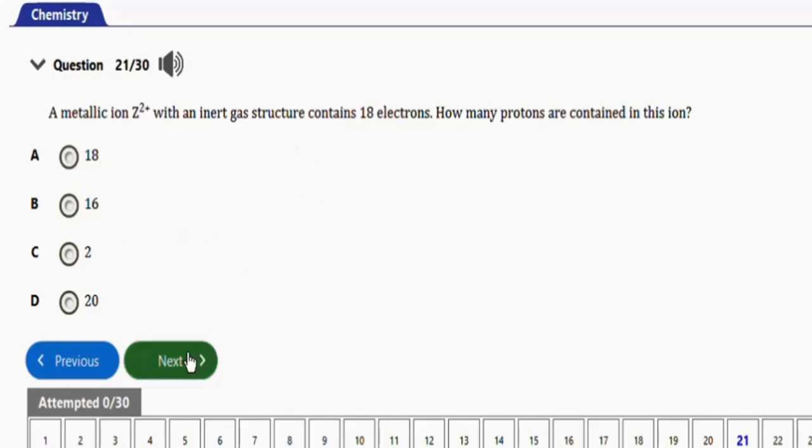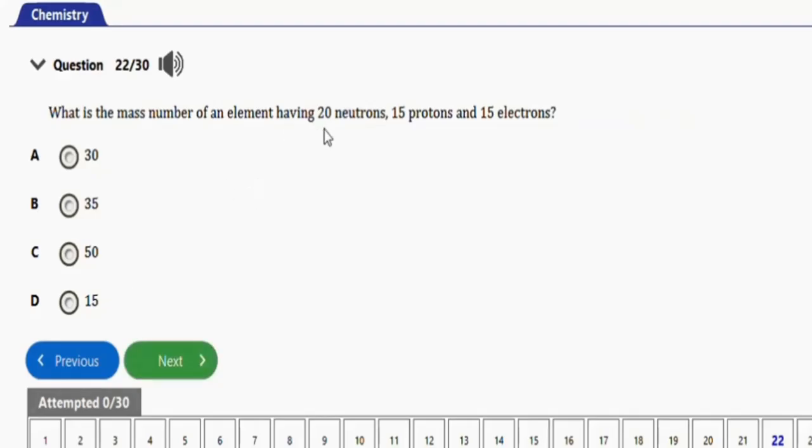Next question will be this one. It says, what is the mass number of an element having 20 neutrons, 15 protons and 15 electrons? So mass number is number of protons plus neutrons, so this will give us 20 neutrons plus 15 protons, which will give us 35. Option B.